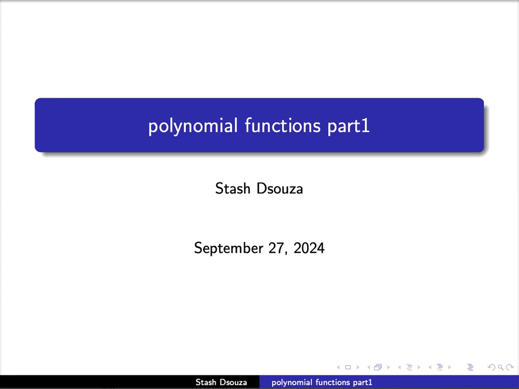This is the first in a two-part series on polynomial functions. In this video, we describe the concept of Lagrange interpolation and how we can establish a bijective homomorphism, in other words, an isomorphism between polynomials over a field and polynomial functions over that same field.